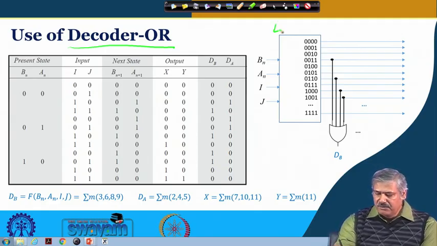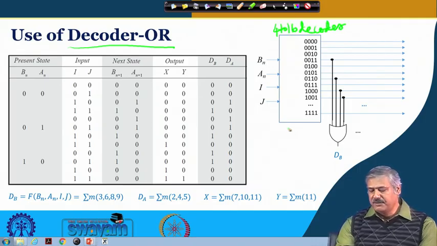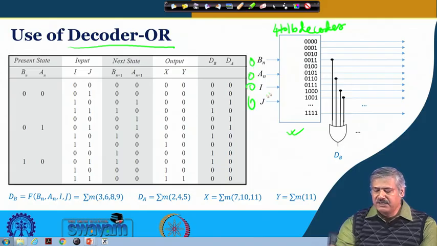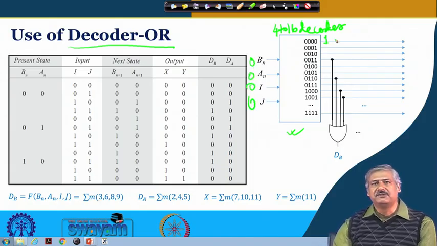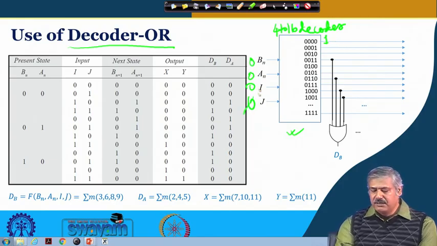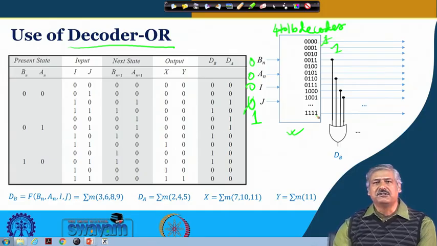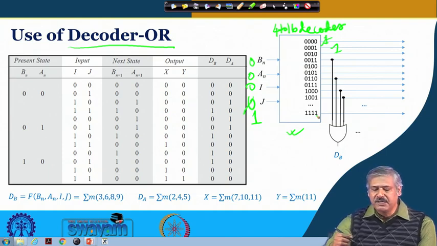So, this is a 4 to 16 decoder. Bn, An, I, J, these are the 4 inputs, and 0 0 0 0, 0 0 0 1, 0 0 1 0, up to 1 1 1 1, these are the corresponding outputs. Depending on the combination present, if 0 0 0 0 is present, this will be high, all the rest will be 0. If instead 0 0 0 1 is present, this will be high, and all the other outputs will be 0. This is how a decoder works. Is it fine? We remember that.